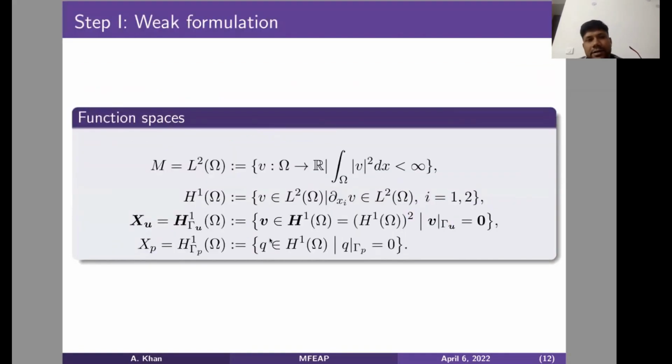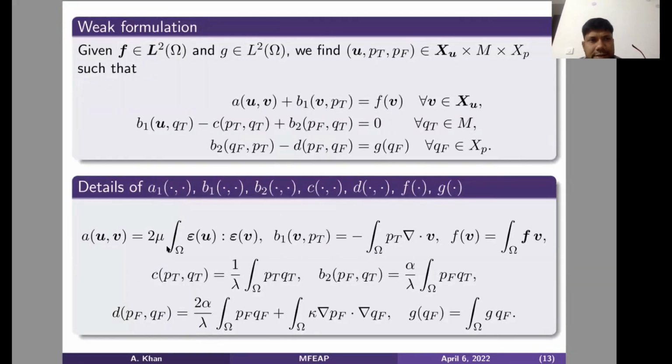So now we'll first discuss the weak formulation, and then we will move to derive our a posteriori estimator. For the weak formulation, we define some well-known spaces, some L2 spaces and some Sobolev spaces. Then we define the Sobolev space for our displacement, where we take the collection of H1 and restrict it to be 0 on the boundary, and similarly we define X_P for the fluid pressure. When we have these function spaces, we can write the weak formulation: find u, p_T, p_F satisfying this weak formulation, and the definition of the bilinear form is given by this.